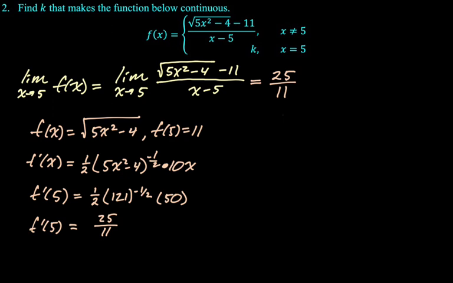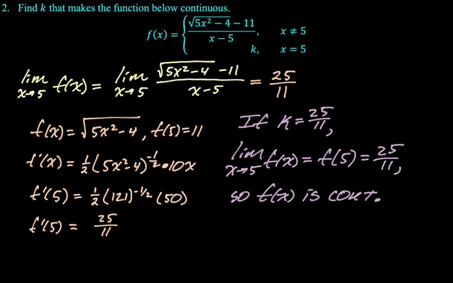So now I'm going to write up a solution, because I never know exactly how far to go with these. The value of k is 25 over 11. But I just wrote, if k is 25 over 11, then the limit as x approaches 5 of f of x equals f of 5 equals 25 over 11. So f of x is continuous. We definitely answered it. We definitely did good work.